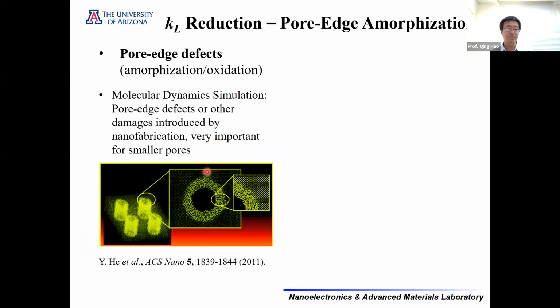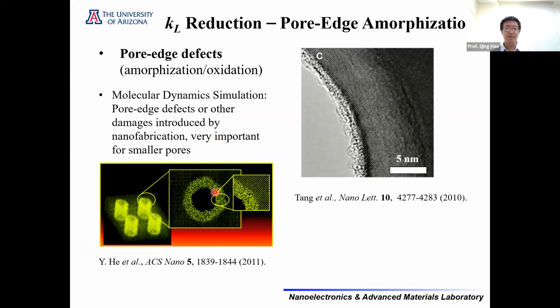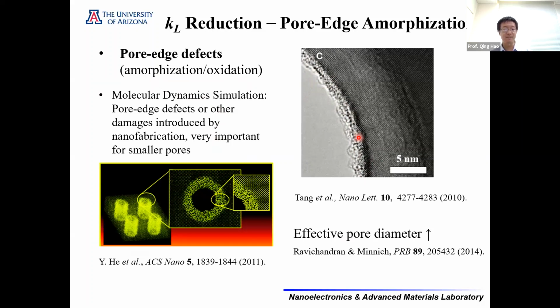So the second hypothesis is based on the pore edge defects, such as amorphization and oxidation. This was first proposed by molecular dynamics simulations. In real samples, for the TEM image, we can see this 1 to 2 nanometer pore edge surface layer, right? The existence of pore edge defects would effectively expand the nanopore diameter and lower the thermal conductivity.